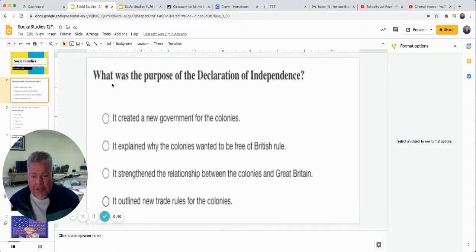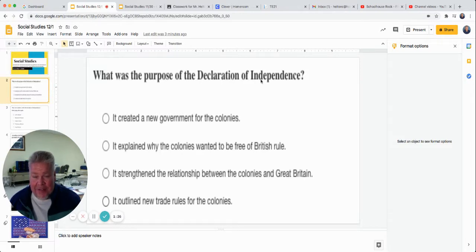So this was the one you scored lowest on of any other question on the social studies benchmark. And I bet I know what you did. We'll talk about it in a minute. It just says, what was the purpose of the Declaration of Independence? Okay, it created a new government for the colonies. I bet you chose that one because we just finished up talking about government, and the Constitution made a new government for the colonies. And I bet you saw Declaration of Independence and thought Constitution. You've got to know the difference between those two.